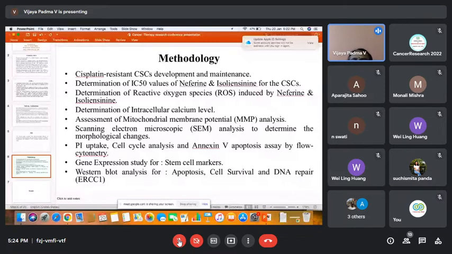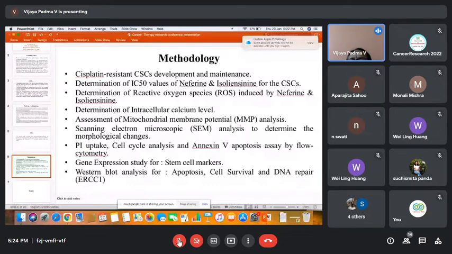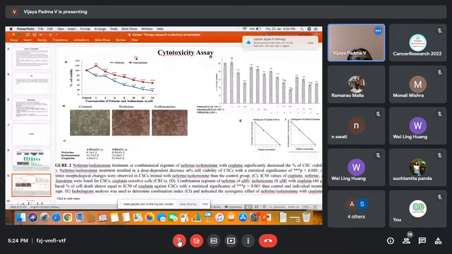And here Figure C shows the expression of the stem cell markers in the sensitive and resistant cells, and you can see that resistant cells showed increased expression of all the stem cell markers, which confirms the resistance development. So it shows clearly that the cisplatin resistant cancer cells expressed stem cell markers.